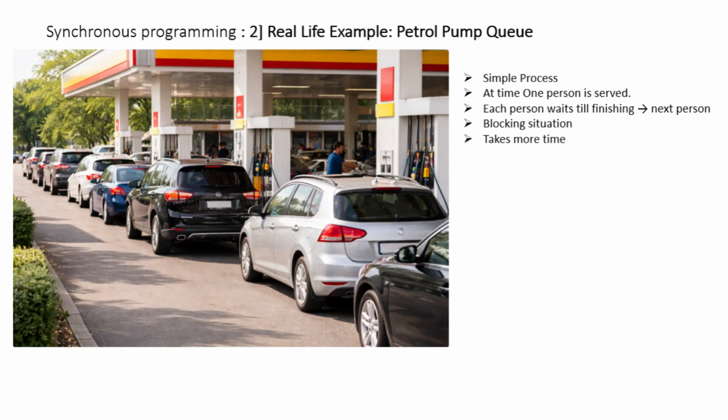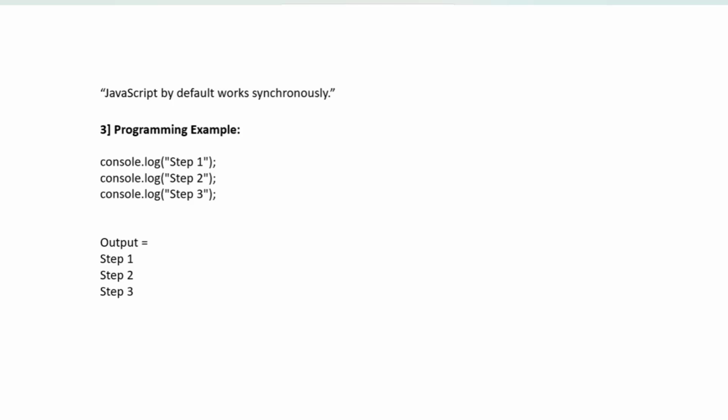The second real life example of synchronous programming is a petrol pump queue. Here also you will see it is a basic simple process. At a time one person is served, or you can say one car is served. So each car waits until the previous one finishes. Here you will see all the last cars feel a blocking situation.